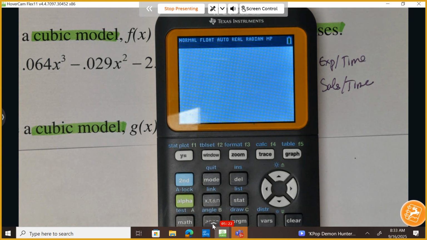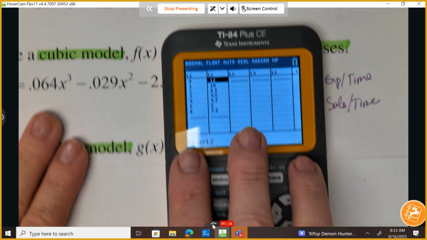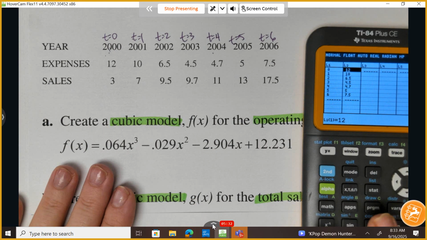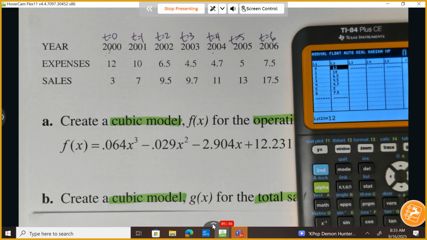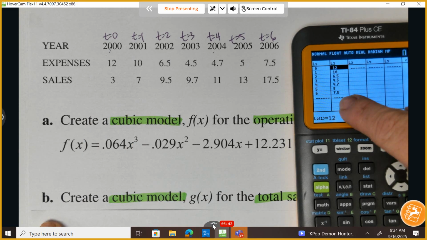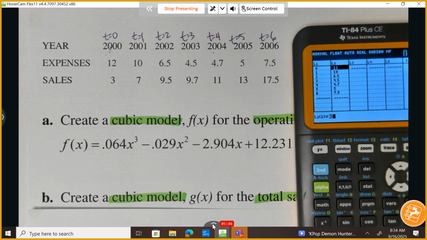I also want to do the least amount of work. So everybody hit Stat and Edit. Don't erase anything. When I type in the next information, and we want to create an equation based on sales and year, the years remain the same. It's still going to be 0 through 6, representing 2000 to 2006. But now I'm going to replace the L2 with these values for sales. Please do the same.